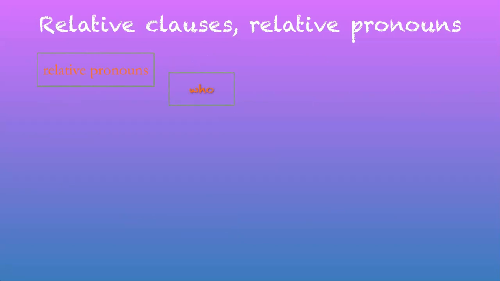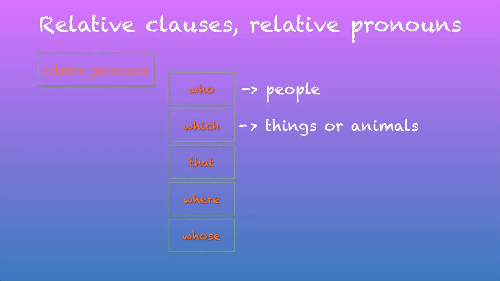There are 5 different relative pronouns and 5 different things you use them for. Better said, there are 4, but let's have a look at it. We have who, and you use who when you talk about people or when you want to define a person. We use which when you talk about things or animals, and we use that when we talk about people, things or animals. So you can use that instead of who or instead of which.